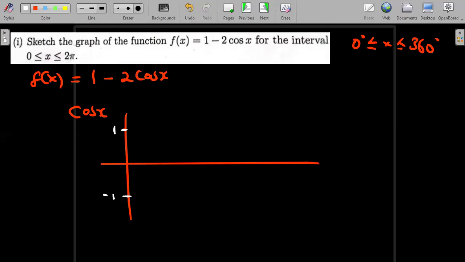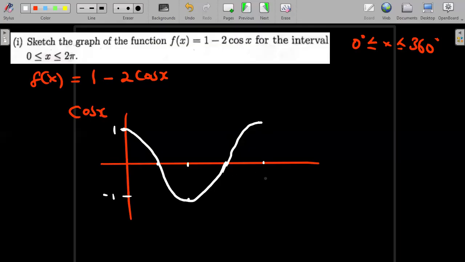So it starts from the top, then it will pass through the middle, then go down to a point here, and then pass again through the middle, and then go to the last point, which is going to be up like that. So for one period, this is how the graph of cosine looks.